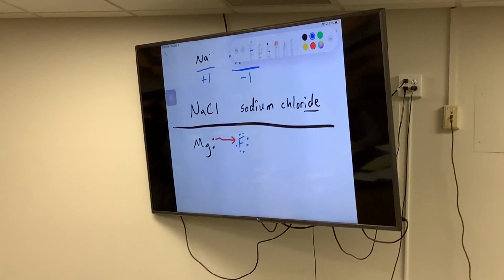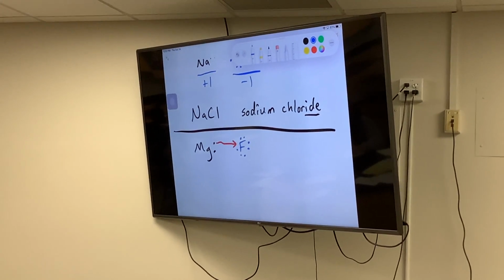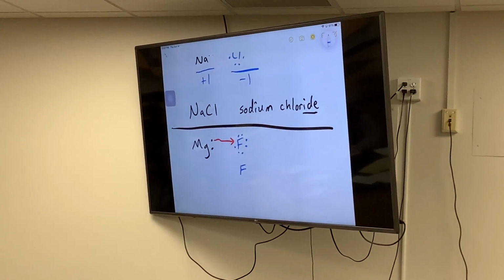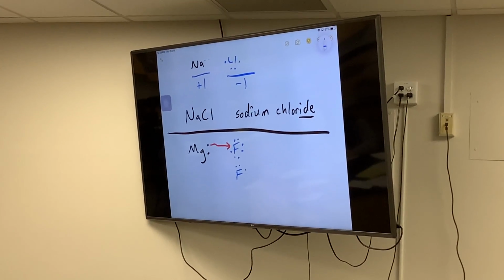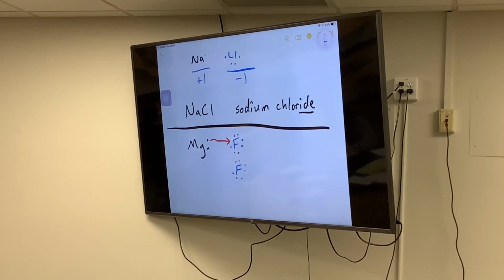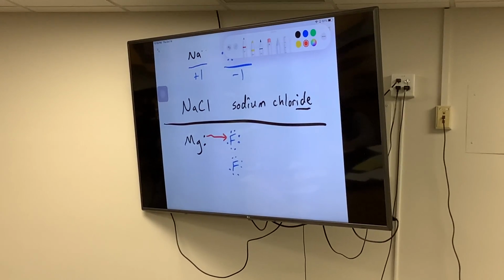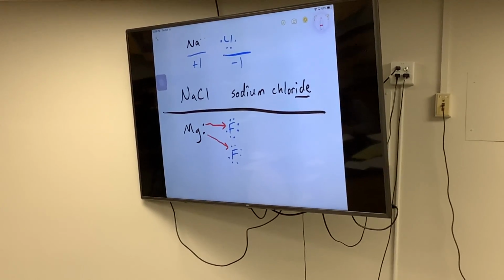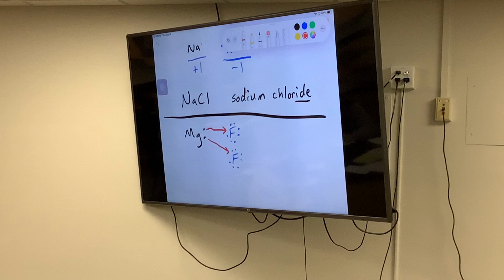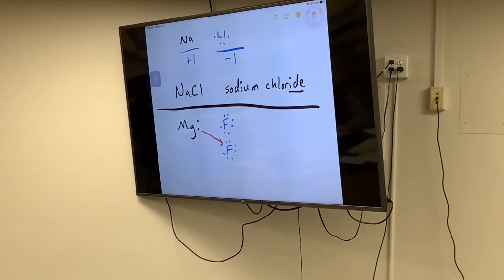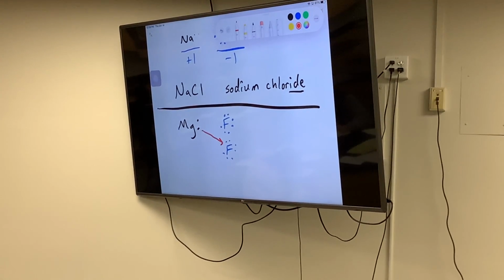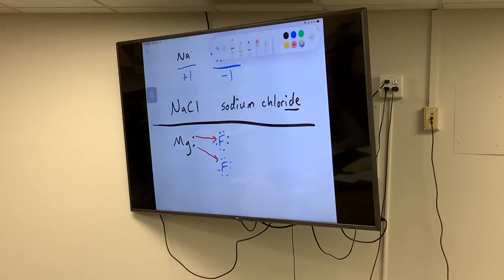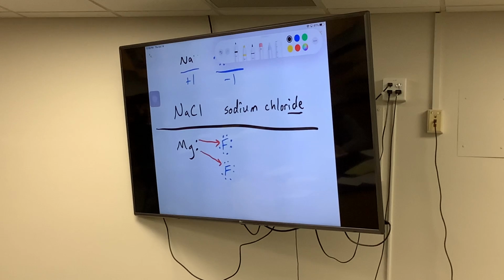But we don't have anything right now to take it. So here's what happens. It will take another fluorine atom, which will have the same process. It will have 7 valence electrons. And that fluorine is going to take the last electron from magnesium. Okay. So, in order for magnesium and fluorine to get to the octet, there's a little extra work that is required in this process.